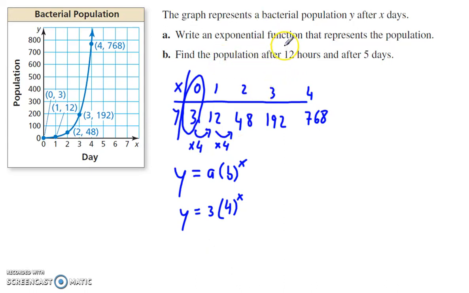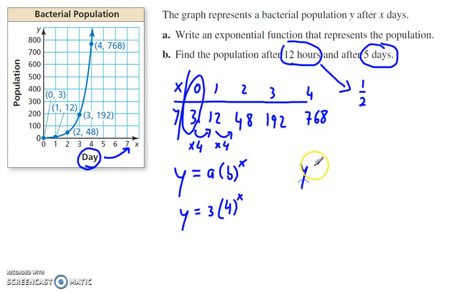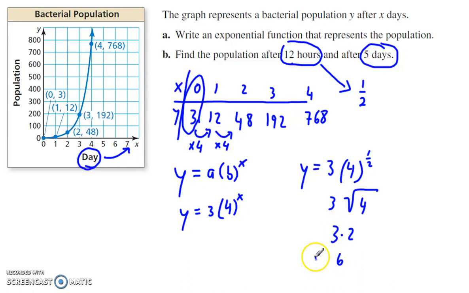Now it says find the population after 12 hours and after 5 days. Okay, well this down here is in days. So if I want 12 hours, I need to express that as a day. How many days is 12 hours? That's a half a day. X is my days, so I'm going to plug in a half for x. So I'll plug in a half for that exponent. Y equals 3 times 4 to the power of a half. Remember, a half, that's a square root, so that's 3 times square root of 4. 3 times 2 is 6. So the population after half a day is 6.